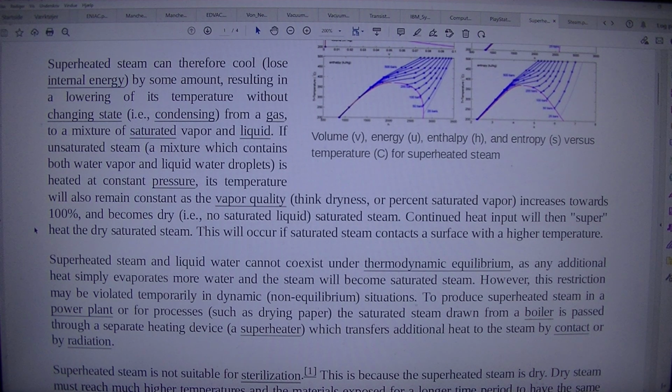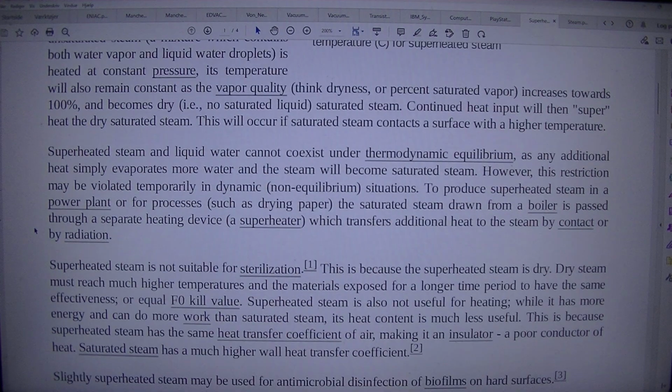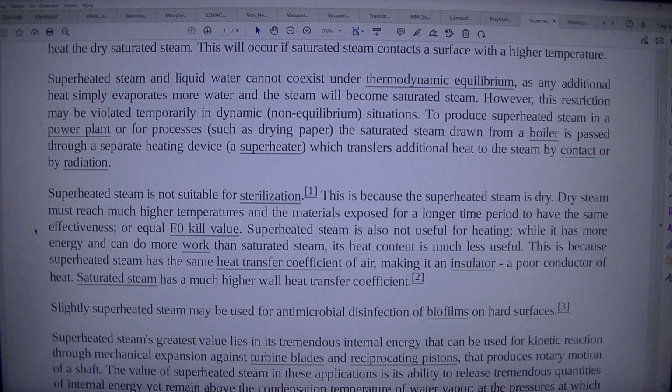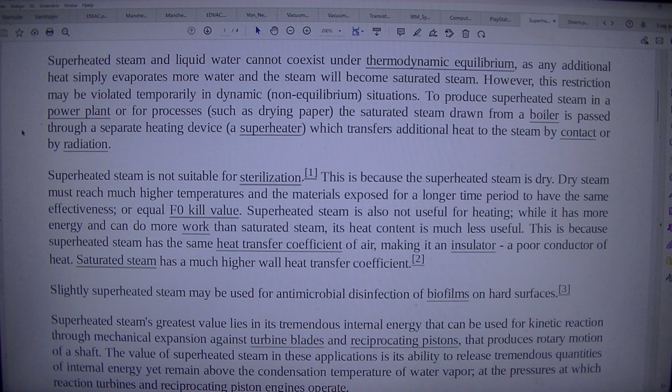Superheated steam and liquid water cannot coexist under thermodynamic equilibrium, as any additional heat simply evaporates more water and the steam will become saturated steam. However, this restriction may be violated temporarily in dynamic, non-equilibrium situations. To produce superheated steam in a power plant or for processes such as drying paper, the saturated steam drawn from a boiler is passed through a separate heating device, a superheater, which transfers additional heat to the steam by contact or by radiation. Superheated steam is not suitable for sterilization.